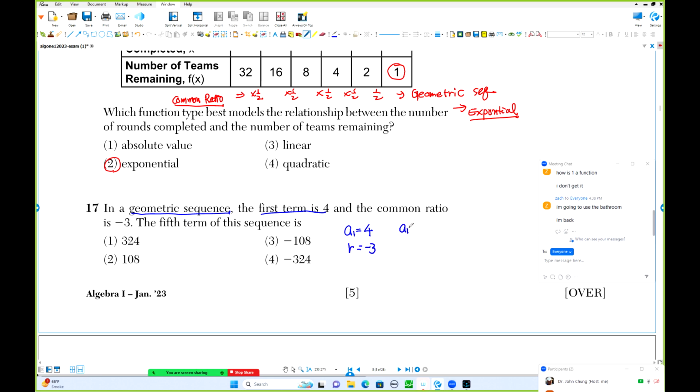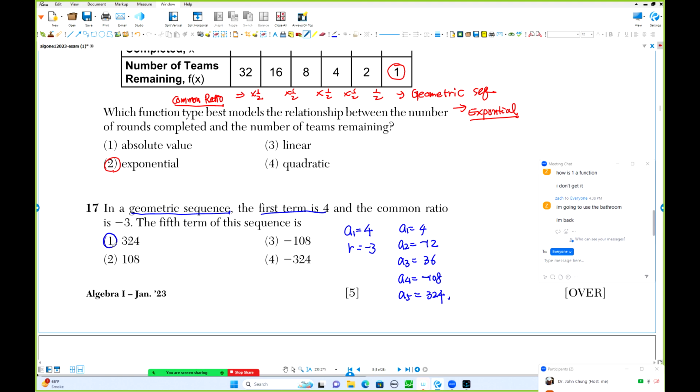You can try. A1 is 4, A2 is 4 times negative 3, that is negative 12, A3 is negative 3 again, that is 36, A4 is negative 3 again, negative 108, A5 is negative 3 again, positive 324, right?